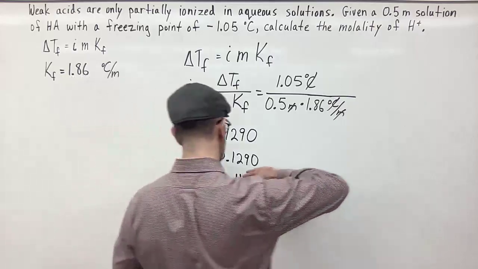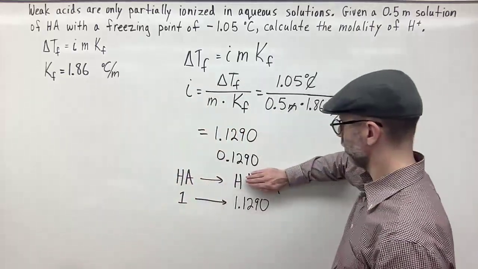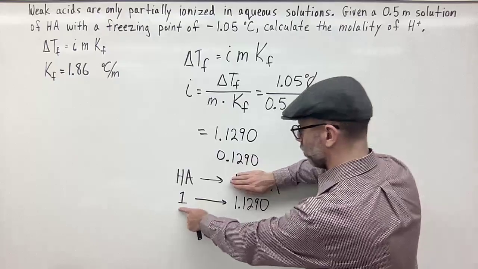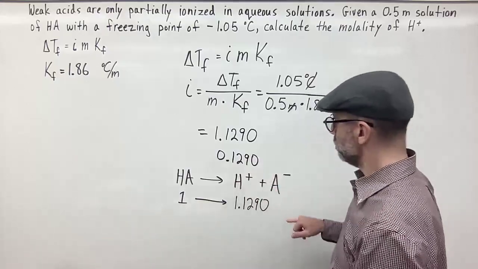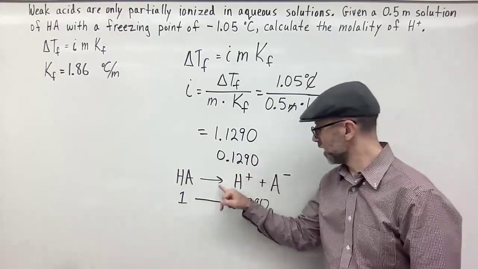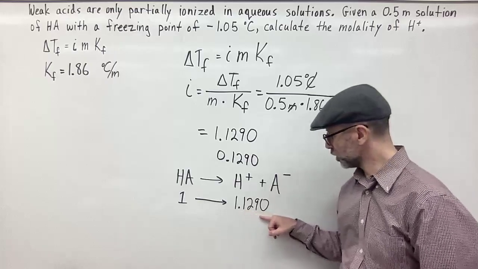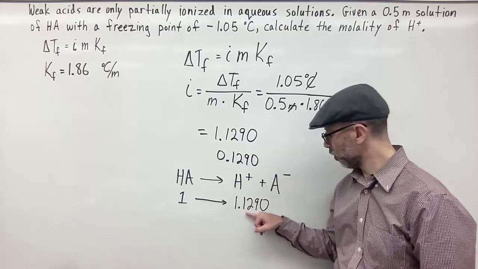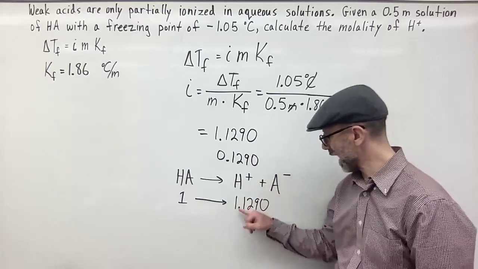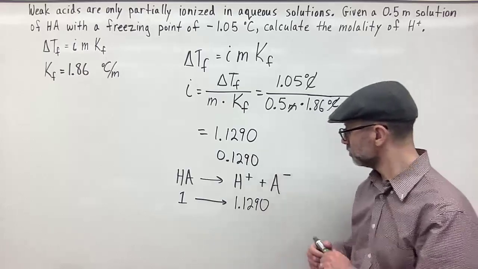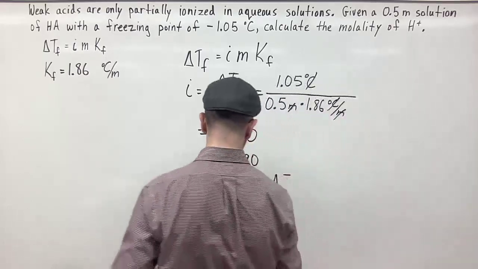So if it was just HA, then the 1 would stay a 1. But because this dissociates a little bit, we get that extra 0.1290 added on top, right? So that's what we're dealing with here.